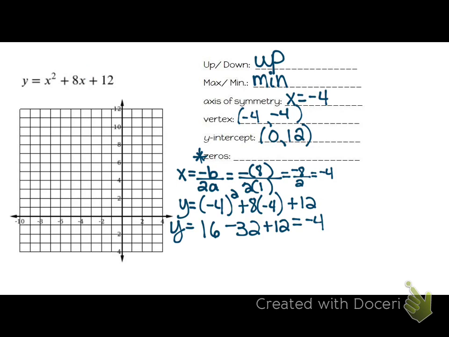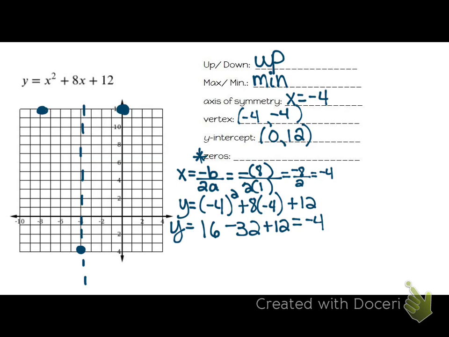Okay, so let's go ahead and plot the 2 points that I know. So I have negative 4, negative 4. And that's where my axis of symmetry is going to go through. So I like to go ahead and draw that line. Just helps me. All right, what's my y-intercept? 0, 12. All right. And then I need one other point. Negative 8, 12. Very good.